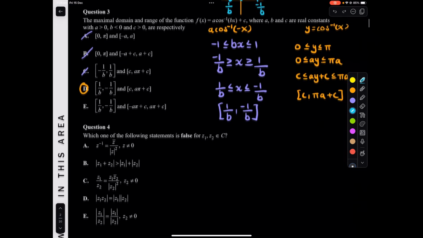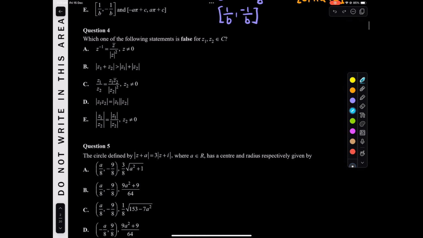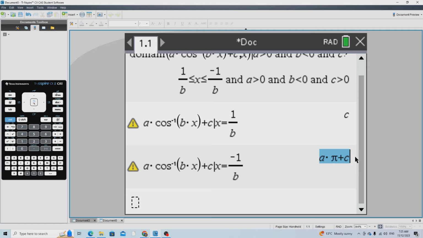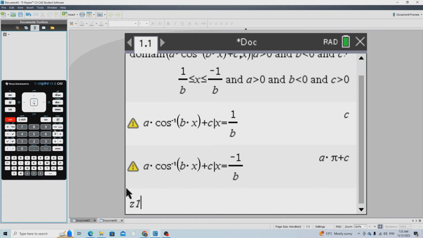Nice and easy. Question 4. Which of the following statements is false for Z1 and Z2 as elements of the complex plane? Nice and easy. When you get questions like this, the first thing you do is go on your calculator. And let's actually make up some values. So let's say Z1 in this case is 1 plus i.